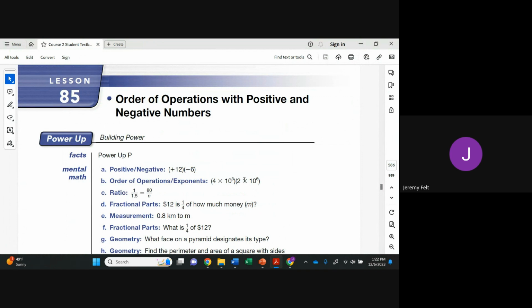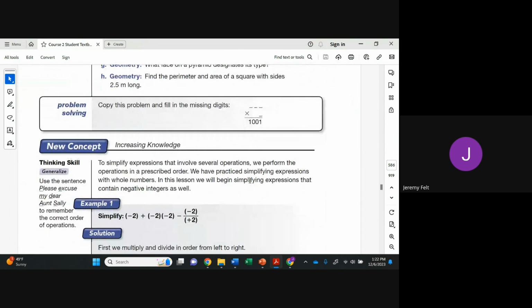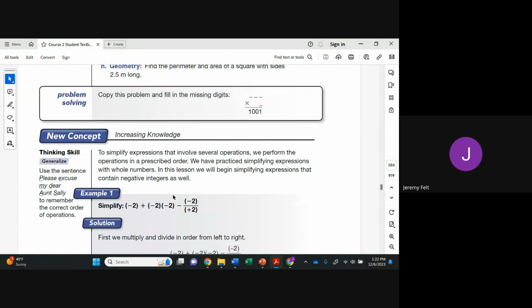Lesson 85, order of operations with positive and negative numbers. Again, there's nothing in the order of operation that says, oh, well, if it's a negative number, then all of a sudden it jumps to the front of the line. It's still order of operations. We're just going to have some extra steps when it's negative numbers.